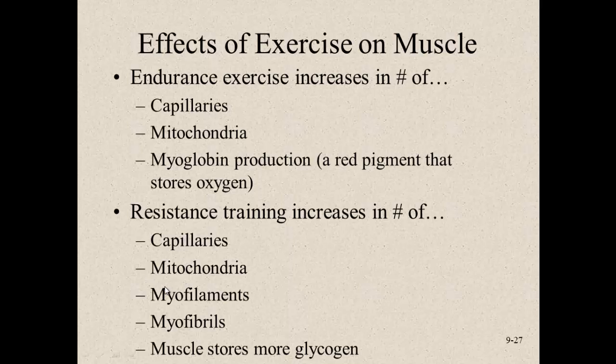But what we see extra in the resistance training, in the weightlifters, is we see more myofilaments, more myofibrils, and the ability to store more glycogen because of those increased myofilaments and myofibrils. We don't see an increase in the number of muscle cells with resistance training. We just see an increase in the size of those muscle cells because there's more myofibrils and myofilaments inside those muscle fibers. So if you think about someone who does sprinting and track, they'll have very large quadriceps muscles.